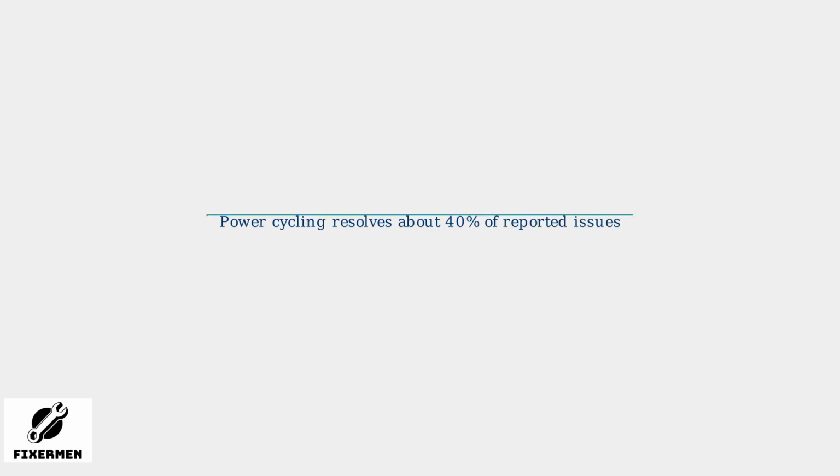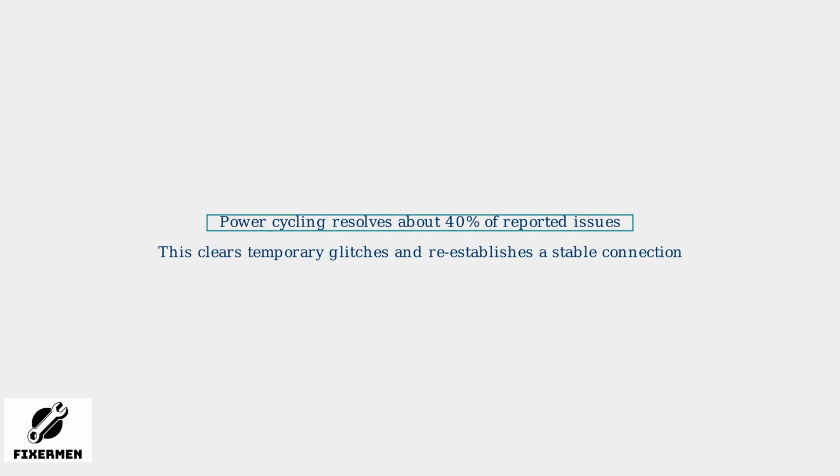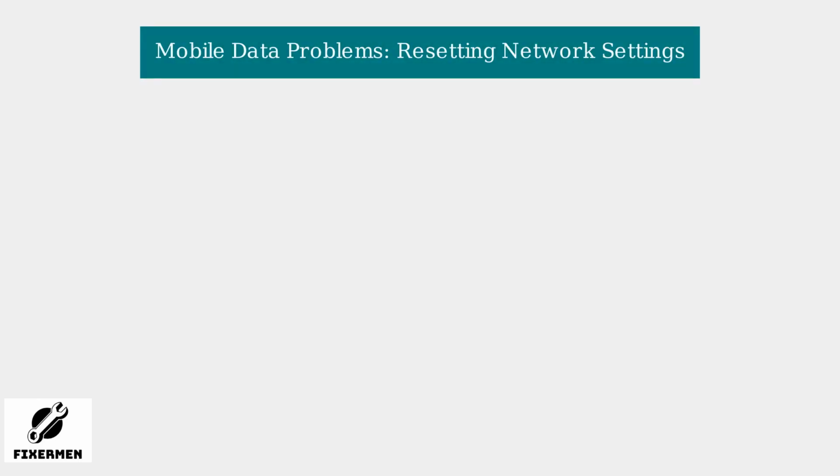According to AT&T's troubleshooting guide, power cycling resolves about 40% of reported issues. This simple process helps clear temporary glitches and reestablish a stable connection to the AT&T network. If power cycling didn't resolve your mobile data issues, try resetting your network settings. This can clear corrupted configurations and restore connectivity.